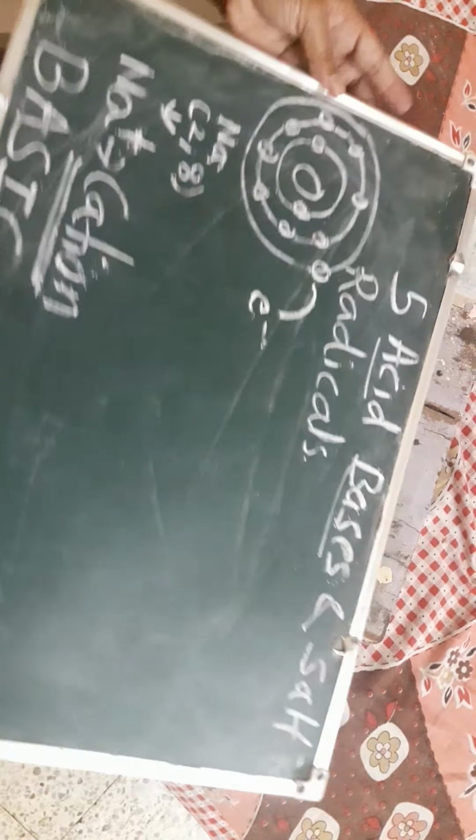If we take H2SO4, then it gets separated into H plus and HSO4 minus. Here you will find the H plus ion is present in acids. H plus ion is present in acid. So acids are the substances which contain H plus ions.